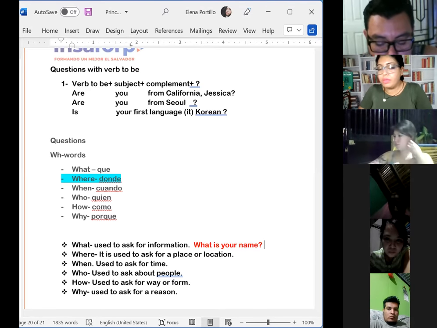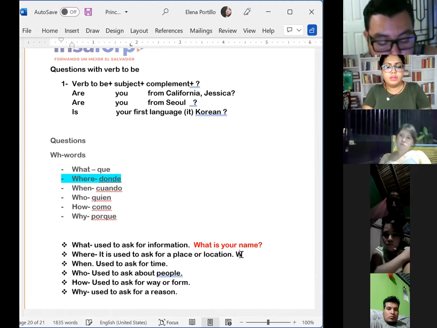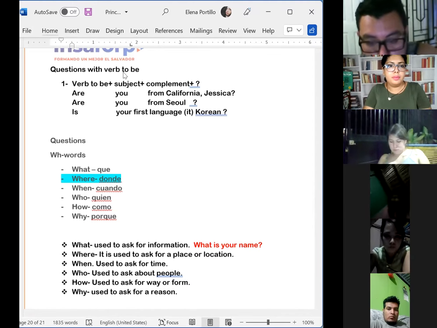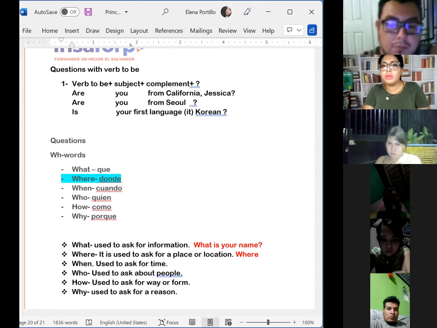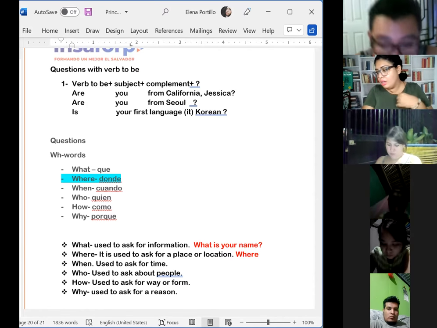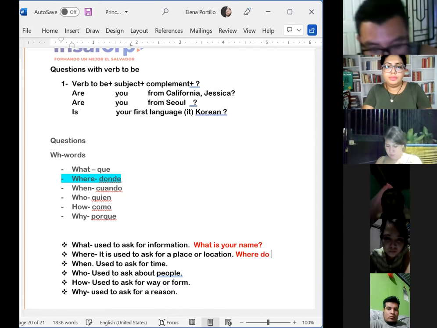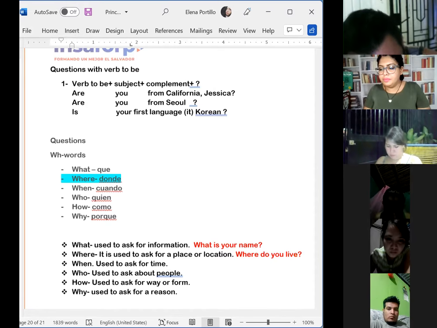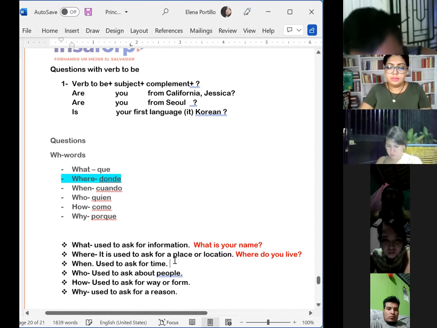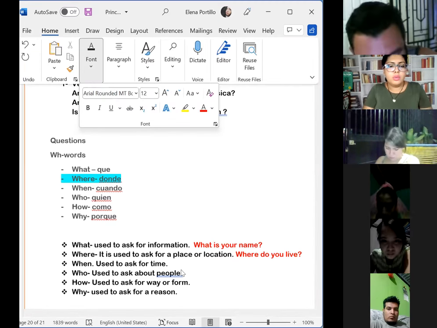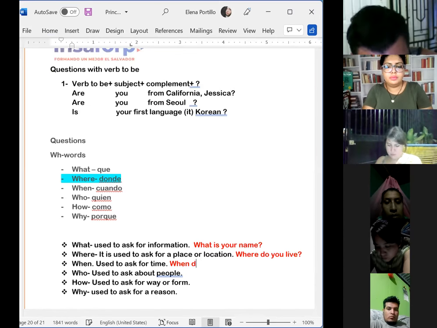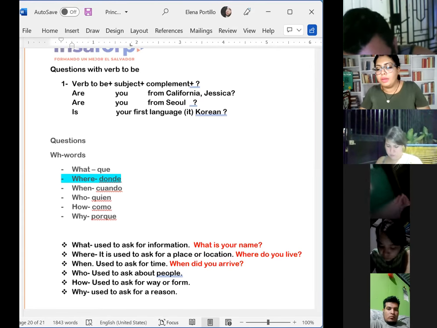Where, here. Where do you live? ¿Dónde vives? Estamos preguntando por un lugar o una dirección, la localización de un lugar. Where do you live? ¿Dónde vives? Next one. When did you arrive? ¿Cuándo llegaste? When did you arrive? El tiempo, ¿verdad?